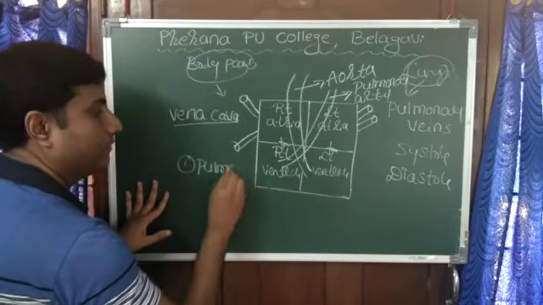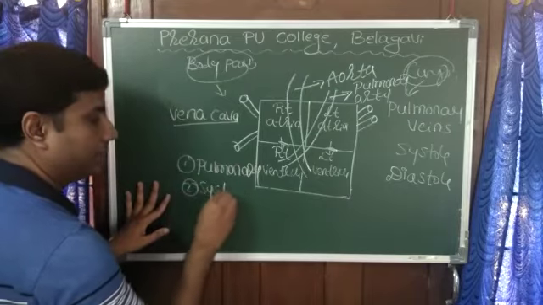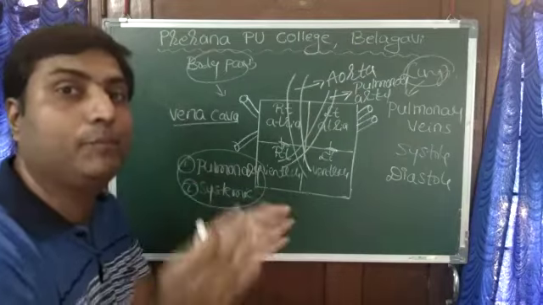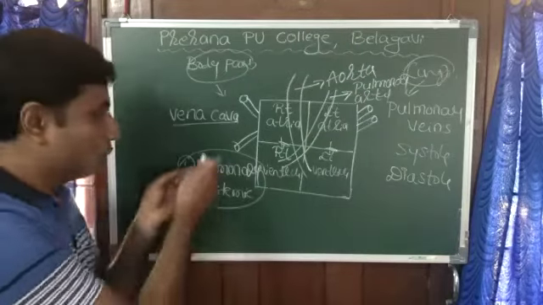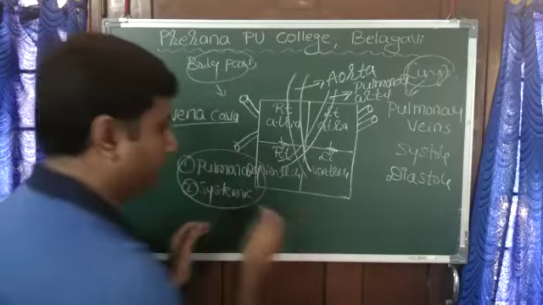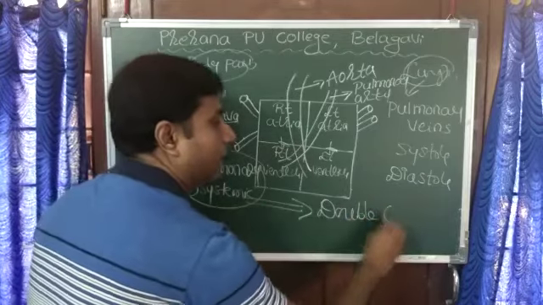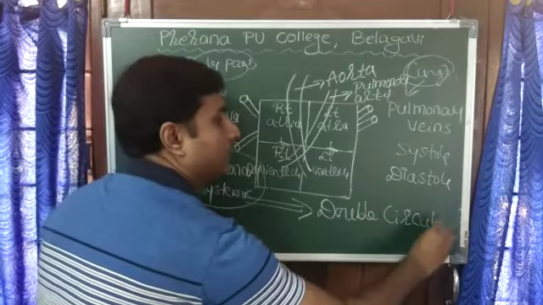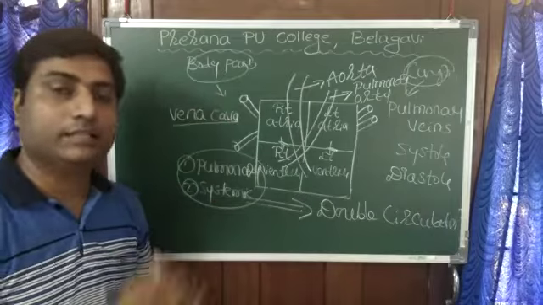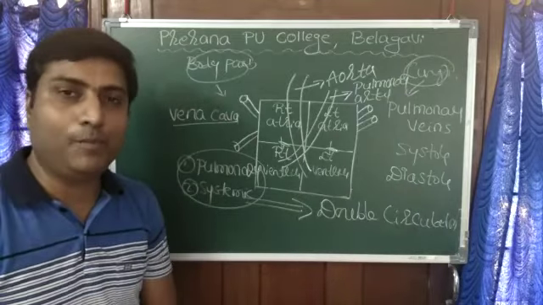So pulmonary circulation and systemic circulation. There is no mixing of pure and impure blood in our body. This concept is called double circulation. This is how exactly circulation of blood takes place in our body. Thank you.